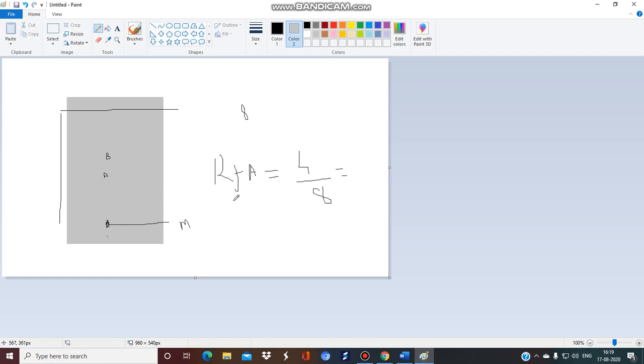In the same way, you can calculate the RF value of B, that is the distance traveled by the spot. For example, let's say it is 5 centimeter, and the distance traveled by the solvent front, let's say 8 centimeter. Always remember one thing, the solvent front value will remain constant throughout this one TLC or one procedure.